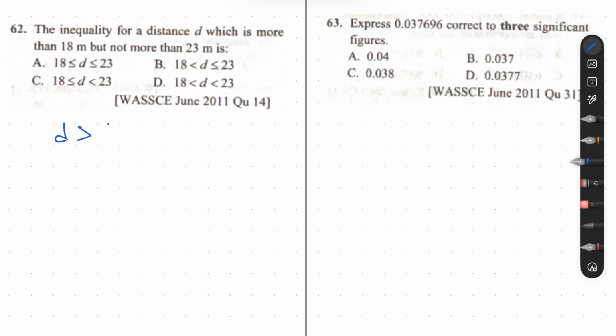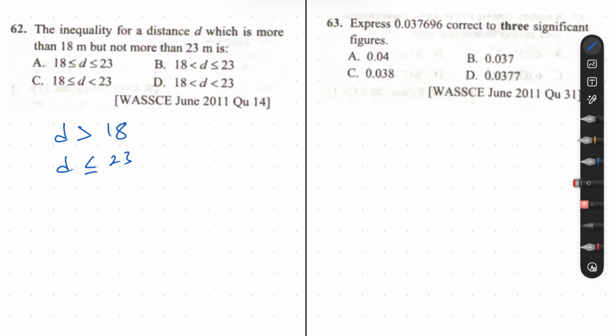Greater than 18. Cool. Then the second part says, but not more than 23. So that means it is 23 or less. It cannot be more than 23. So it has to be 23 or less. That means 23 is also inclusive. Not more than 23 means it can be 23, or it can be 22 or 21 and less. So D is less than 23, and also it can be equal to what? 23. So we use less than or equal to.